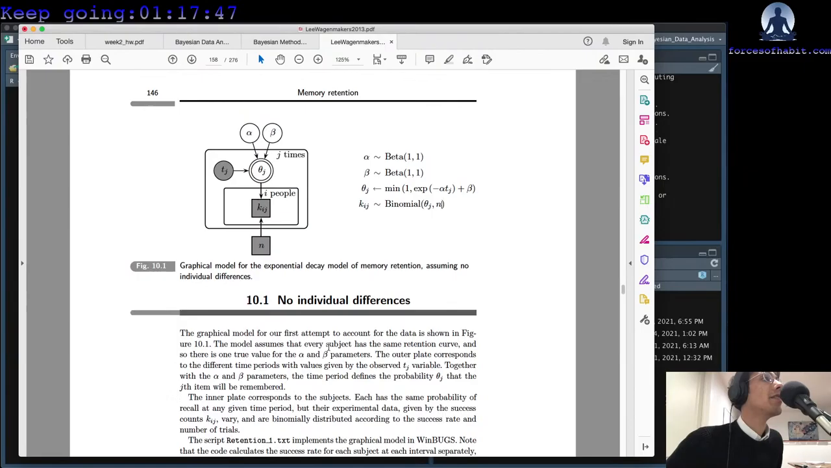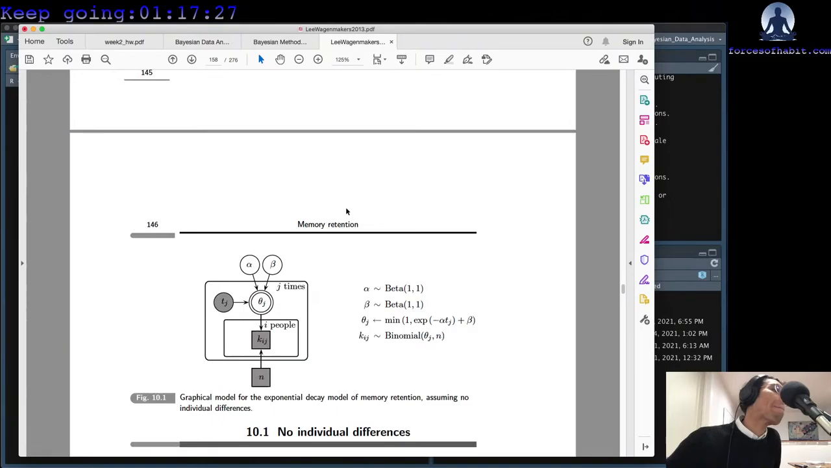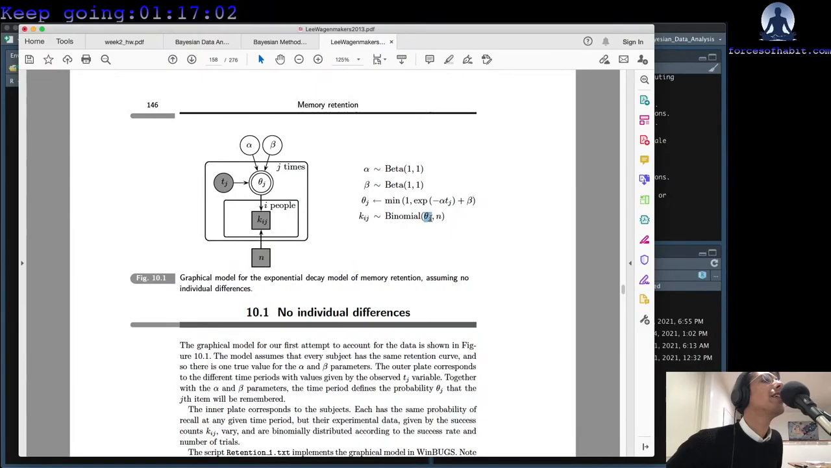Let's see, the graphical model first accounts for data shown in template 1. Oh yeah, so it does. So we see here that every subject, i, is going to have the same decay curve at time point j. So we're not accounting for potential individual variation in the memory retention curves across subjects.